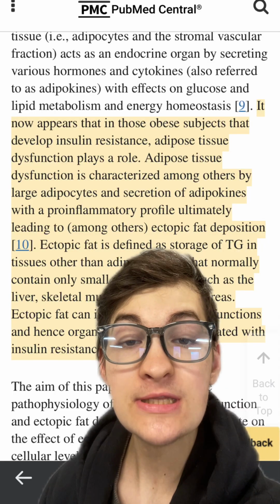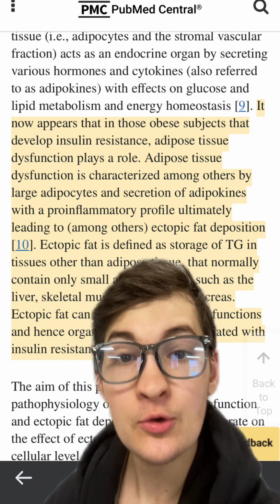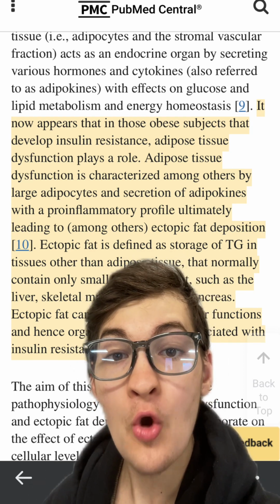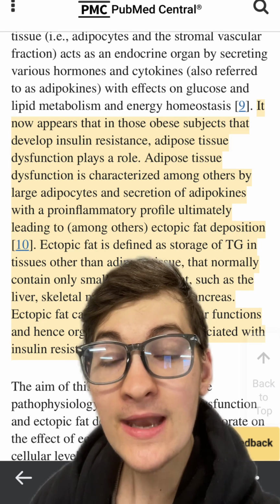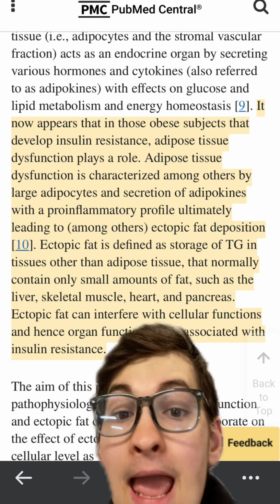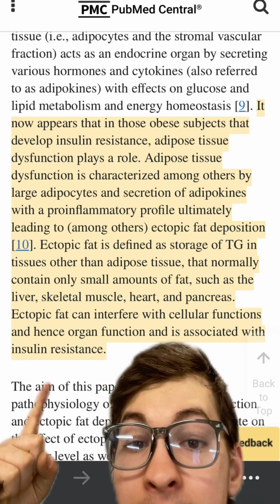Because adipose tissue is the primary storage site for fat in the human body, it is not until the adipose tissue gets so overstuffed that it can no longer store more fat that fat begins to be stored in organs and within the skeletal muscle, which would induce insulin resistance in these tissues.